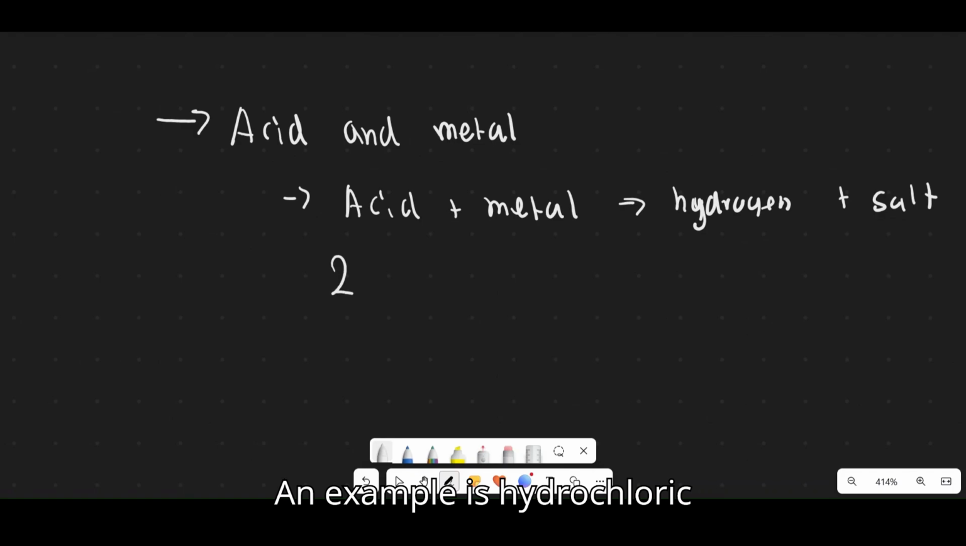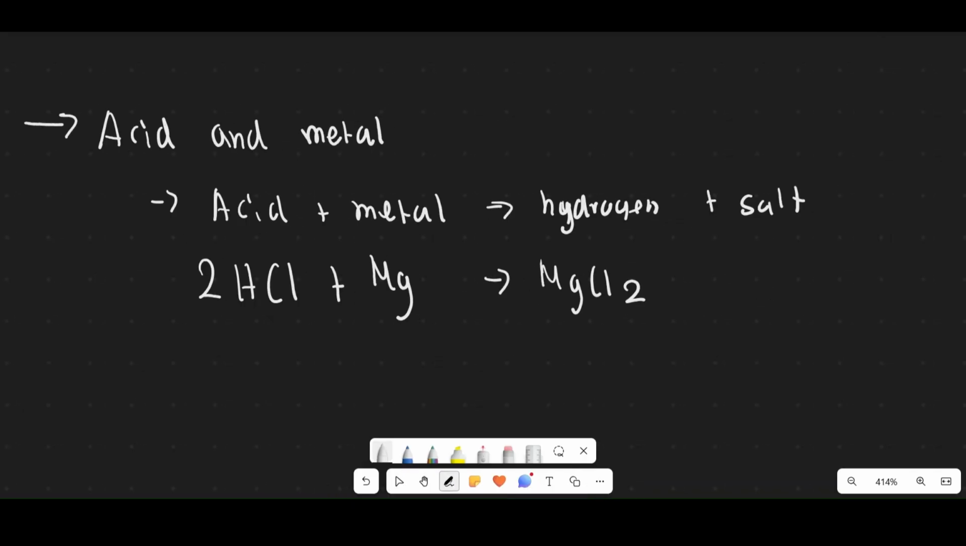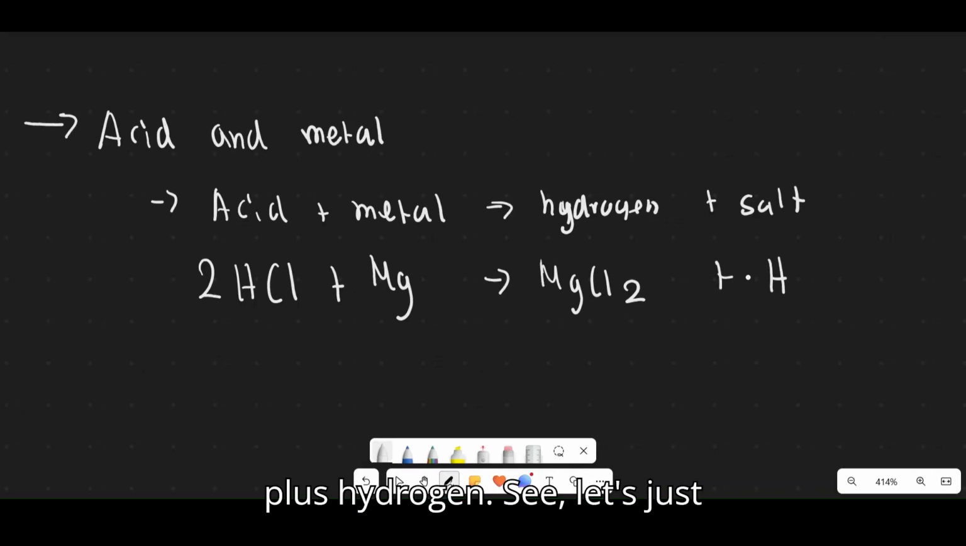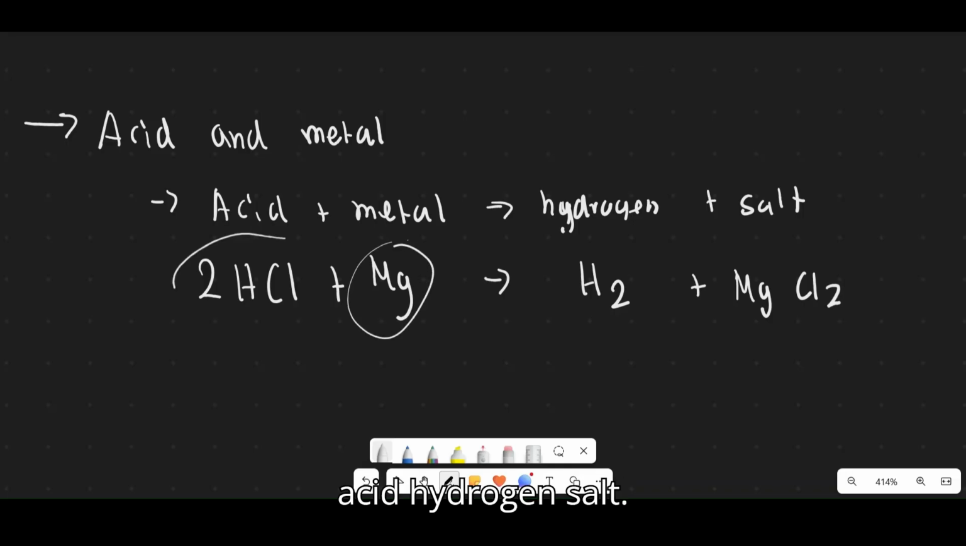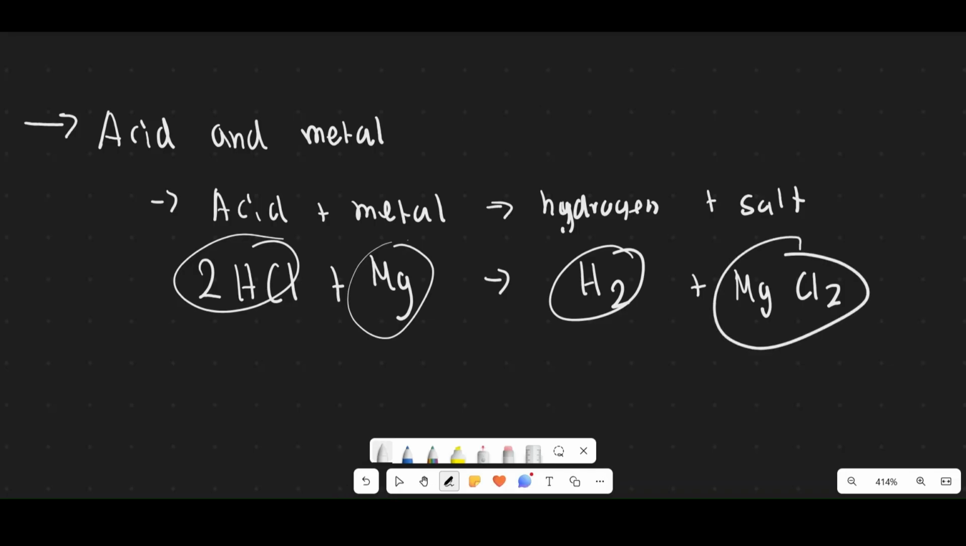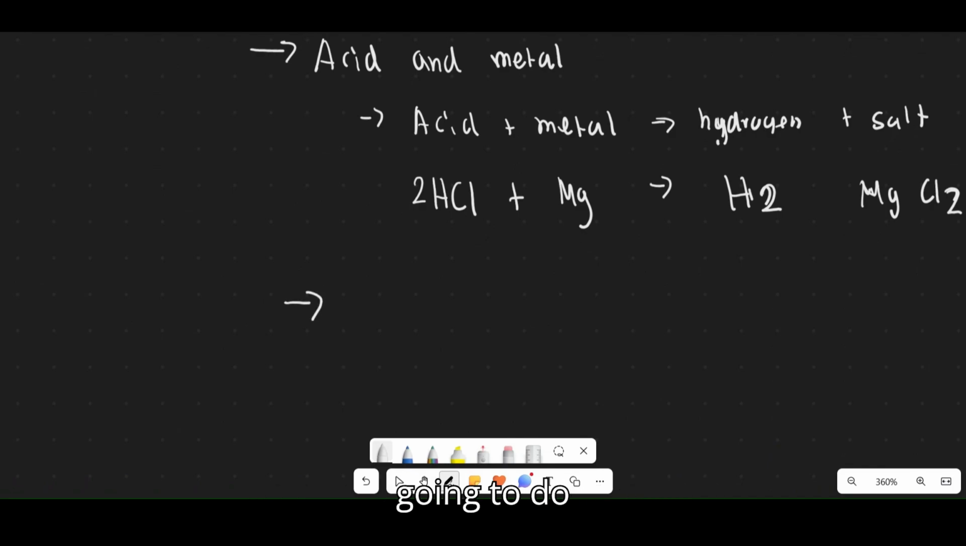An example is hydrochloric acid plus magnesium equals magnesium chloride plus hydrogen. So let's just swap these around. So this is our metal, acid, hydrogen, salt. That's all you pretty much need to know for acid and metal. Now we are going to do acid and carbonate.